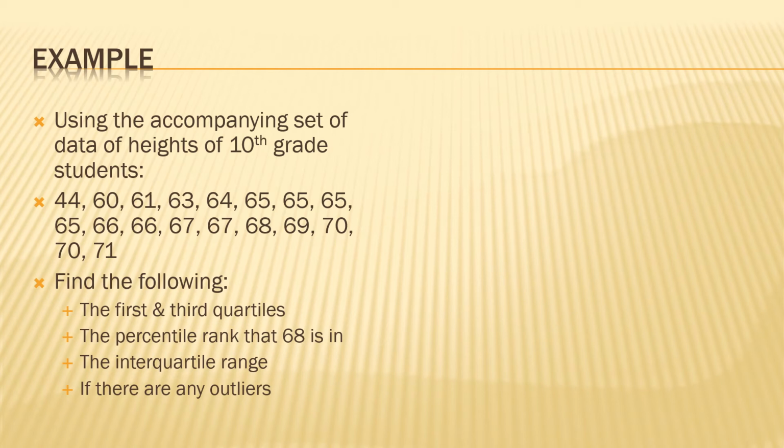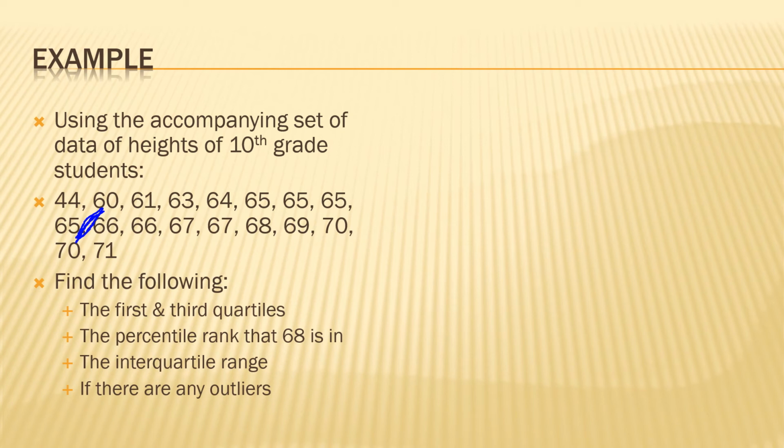So the first thing that we want to do is split the data in half. We have a total of 18 scores. So I'm going to split the data at 9 and 9. The data is split right here. So from 44 to 65 is now my lower set. From 66 to 71 is my upper set.